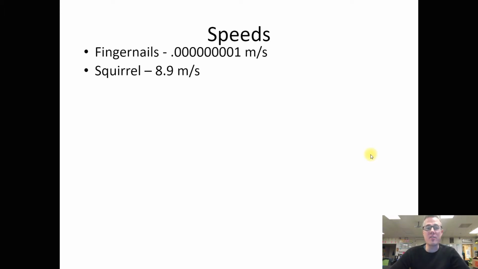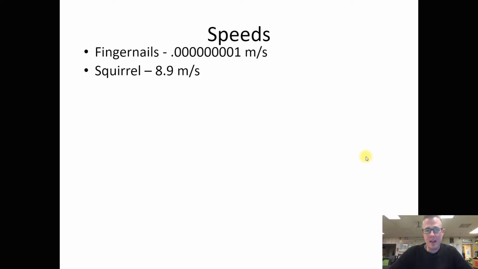Something a little bit faster, a squirrel. I don't know whose job it was to measure the speed of a squirrel, but it's been done, and it's almost 9 meters per second. So they can run 9 meters. A meter is a little close to 3 feet, about like that.